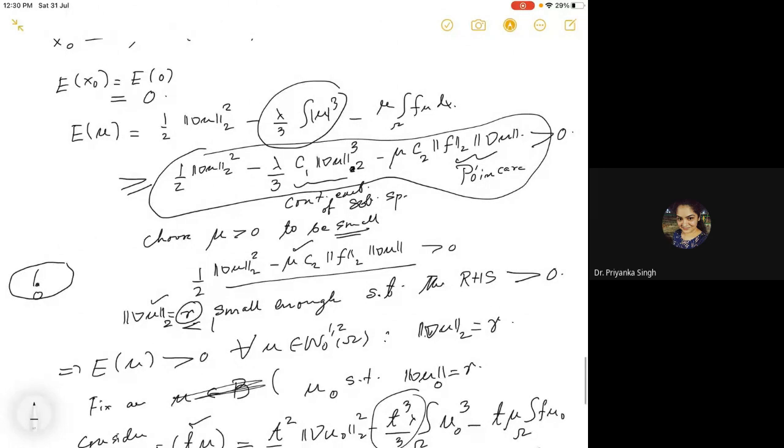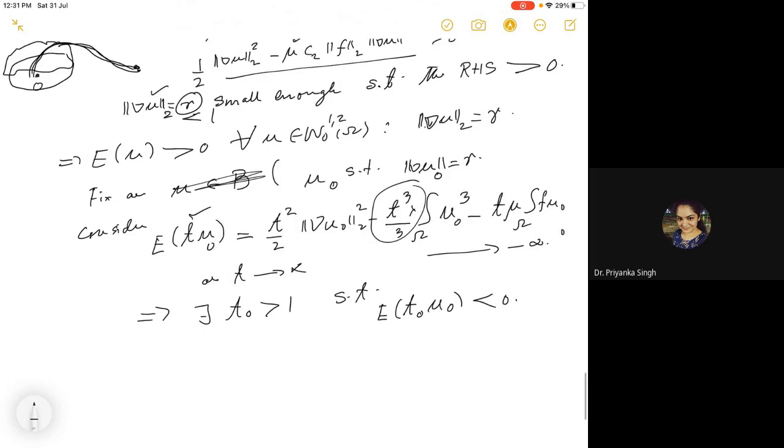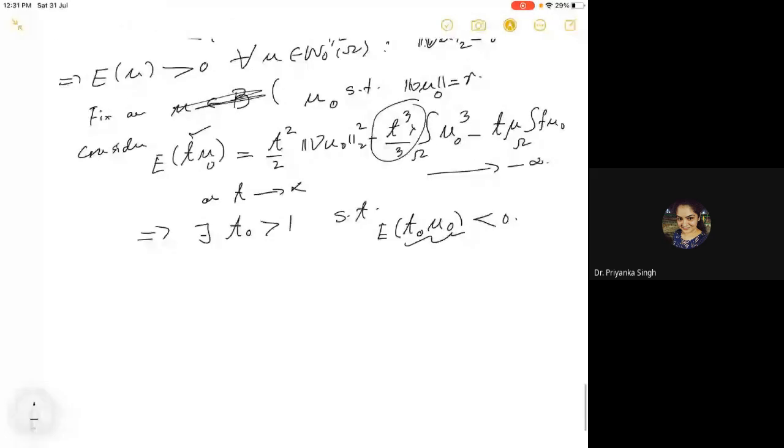Around this, the value rose to be greater than 0, and there is some t after which this will become negative. So you have a mountain pass kind of structure. E has a mountain pass kind of structure. As it goes to minus infinity, there exists some t naught greater than 1 such that E of t naught u naught is less than 0. So this t naught u naught will be my choice of x1.